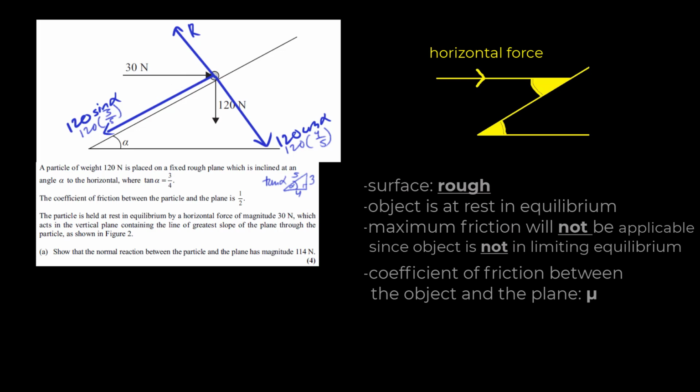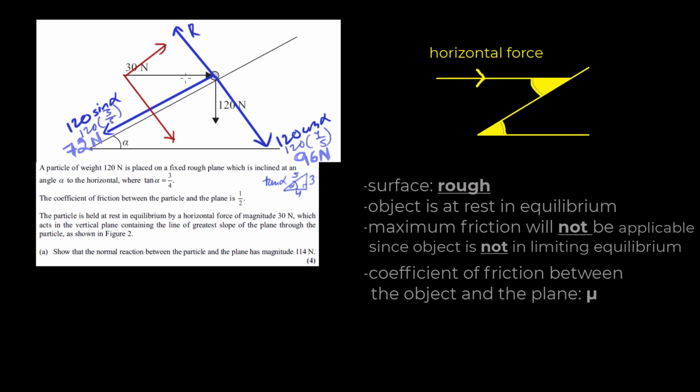So let's simplify this. This is going to be 72 Newton, 120 into 3 by 5. This is going to be 96 Newton, 120 into 4 by 5. Now we have to break down this 30 Newton component along the plane and normal to the plane. So let's do that. This is normal to the plane, and this is going to be along the plane.